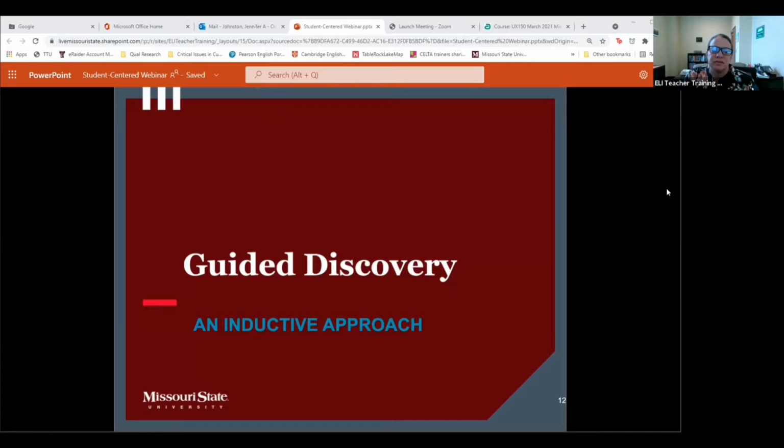Guided discovery is another great way to get students more involved and engaged in class. It's a really great student-centered technique. Some people call guided discovery an inductive approach. So this is when you give students some examples of language. For example, if you want to do a grammar task, you might give them examples of the grammar used in a context, maybe in sentences or in a paragraph. And then you ask them questions to help them discover the grammar rule.